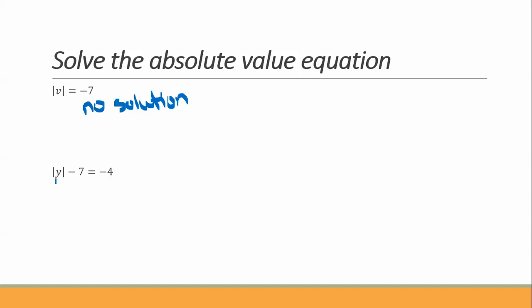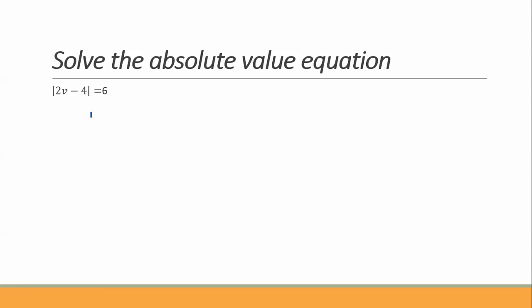For this one we have the absolute value of y minus 7 is equal to negative 4. Just because there's a negative 4 here doesn't mean there's no solution. We have to get the absolute value by itself first. So let's add 7 to both sides, and now we have the absolute value of y is equal to 3. This is solvable, so y is equal to 3 or negative 3.